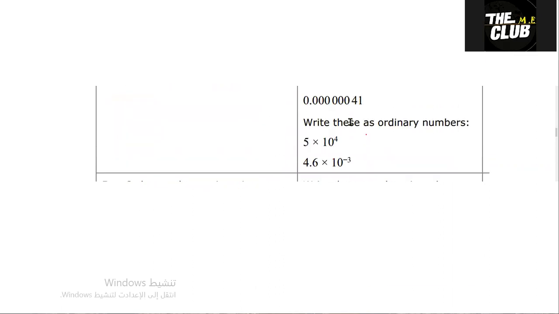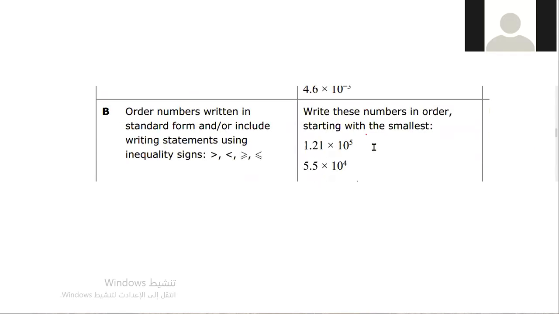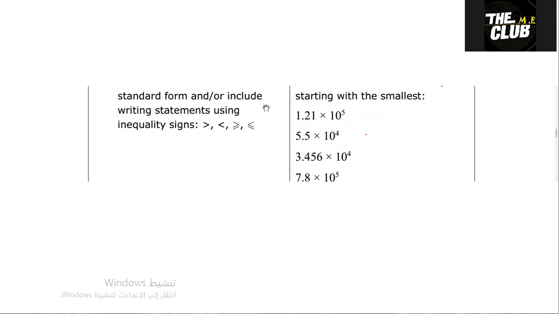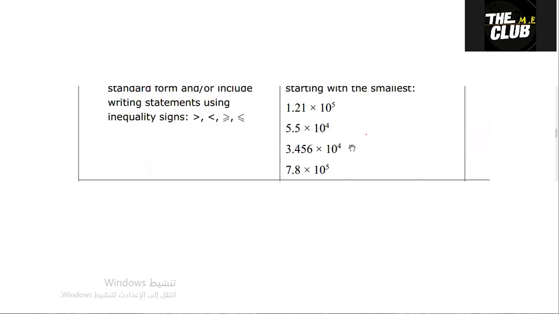Okay. Here we understand the ordinary. Write these as ordinary: we just put them in the calculator and it will give us the answer. The opposite way. Write these in order. When I have standard form and want to put them in order, it's easy. We just take a look at the powers. The third one is the smallest. Yes, we just look at the powers.